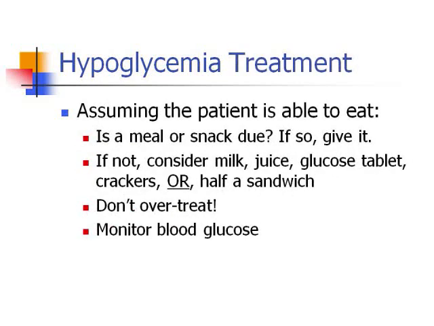Now, assuming the patient is able to eat, we ask ourselves, is a meal or snack due? If so, get them to eat the meal or the snack. If it's not due, consider milk, or if you have to, juice, glucose tablets, lifesavers, that kind of thing, crackers, half a sandwich, but we need to remember not to over-treat. If we give them all the things on that list, their blood sugar is going to be through the roof. So we treat it very sparingly, and we monitor blood sugar.